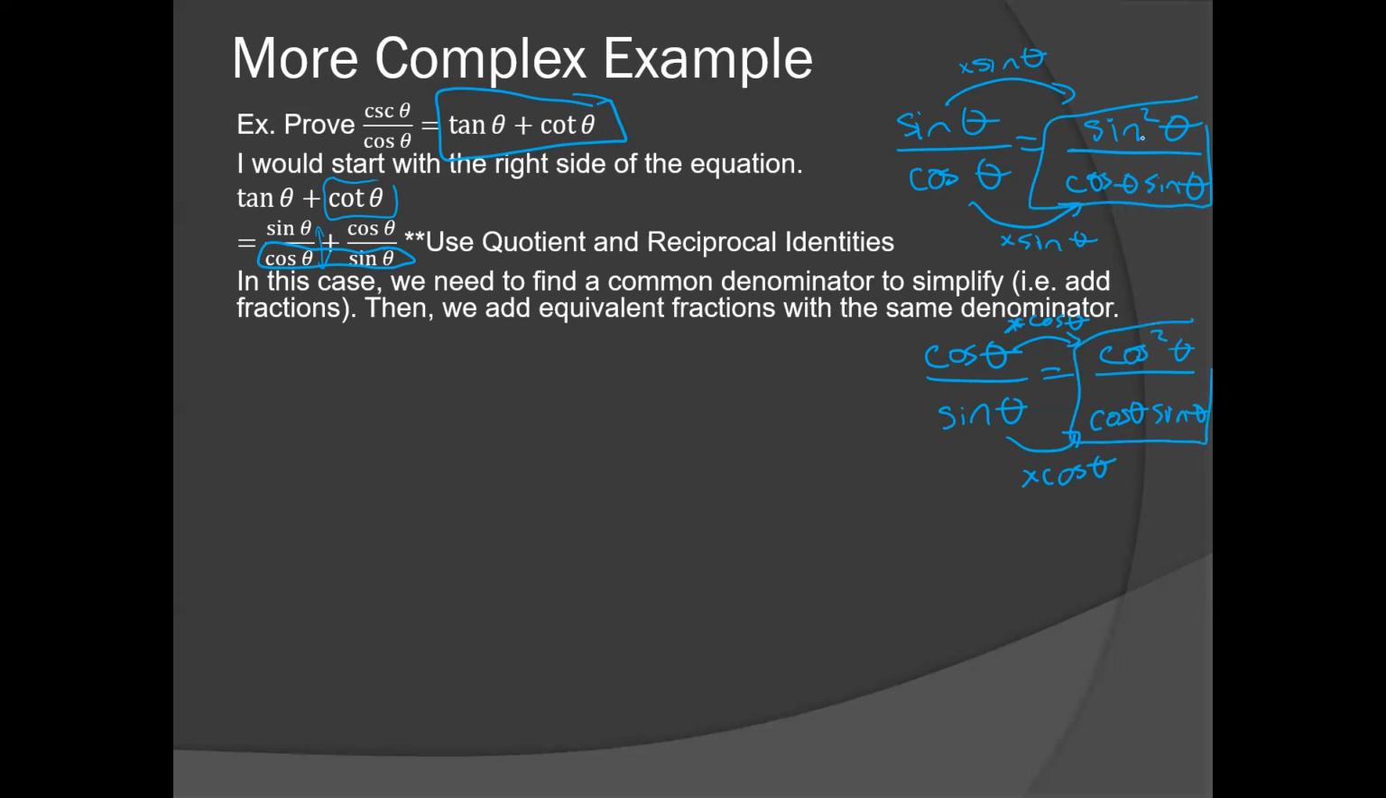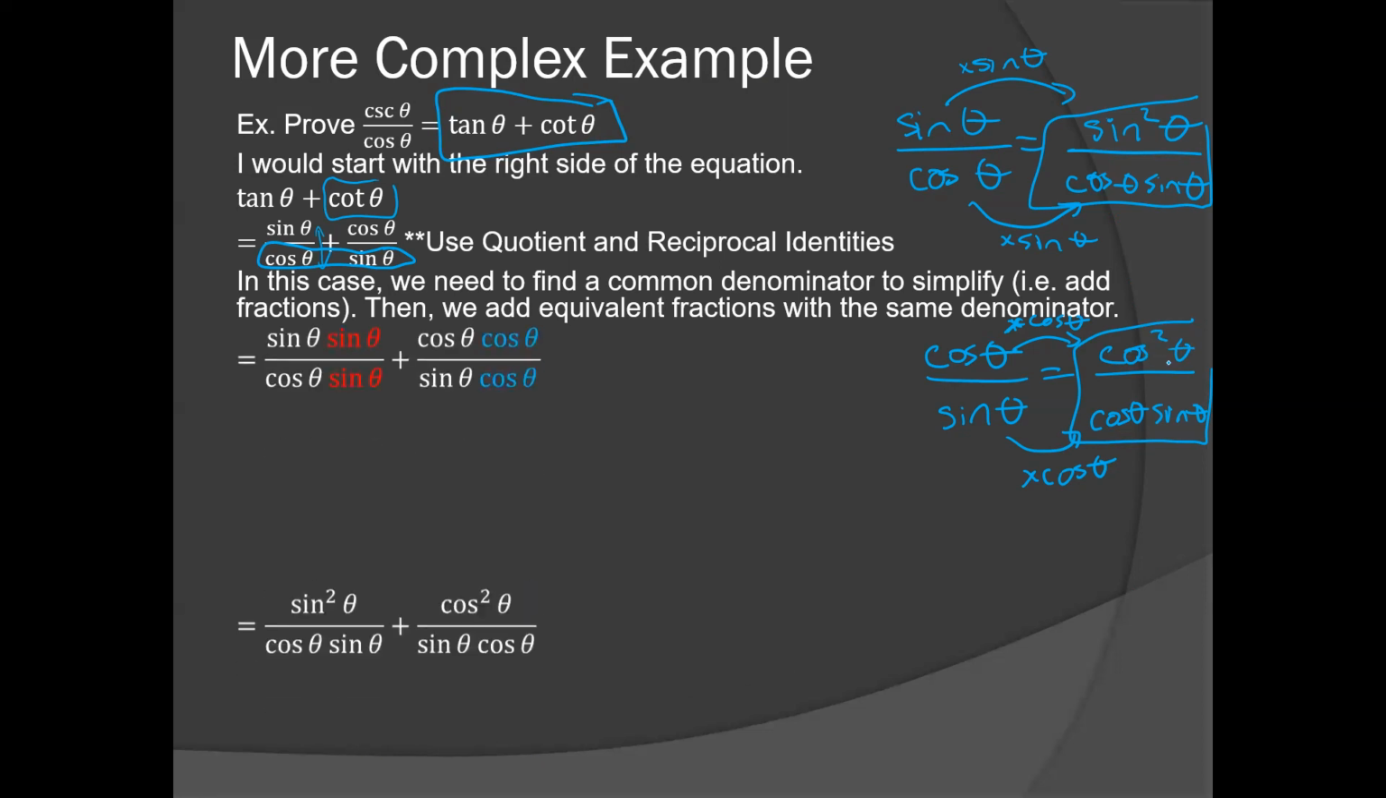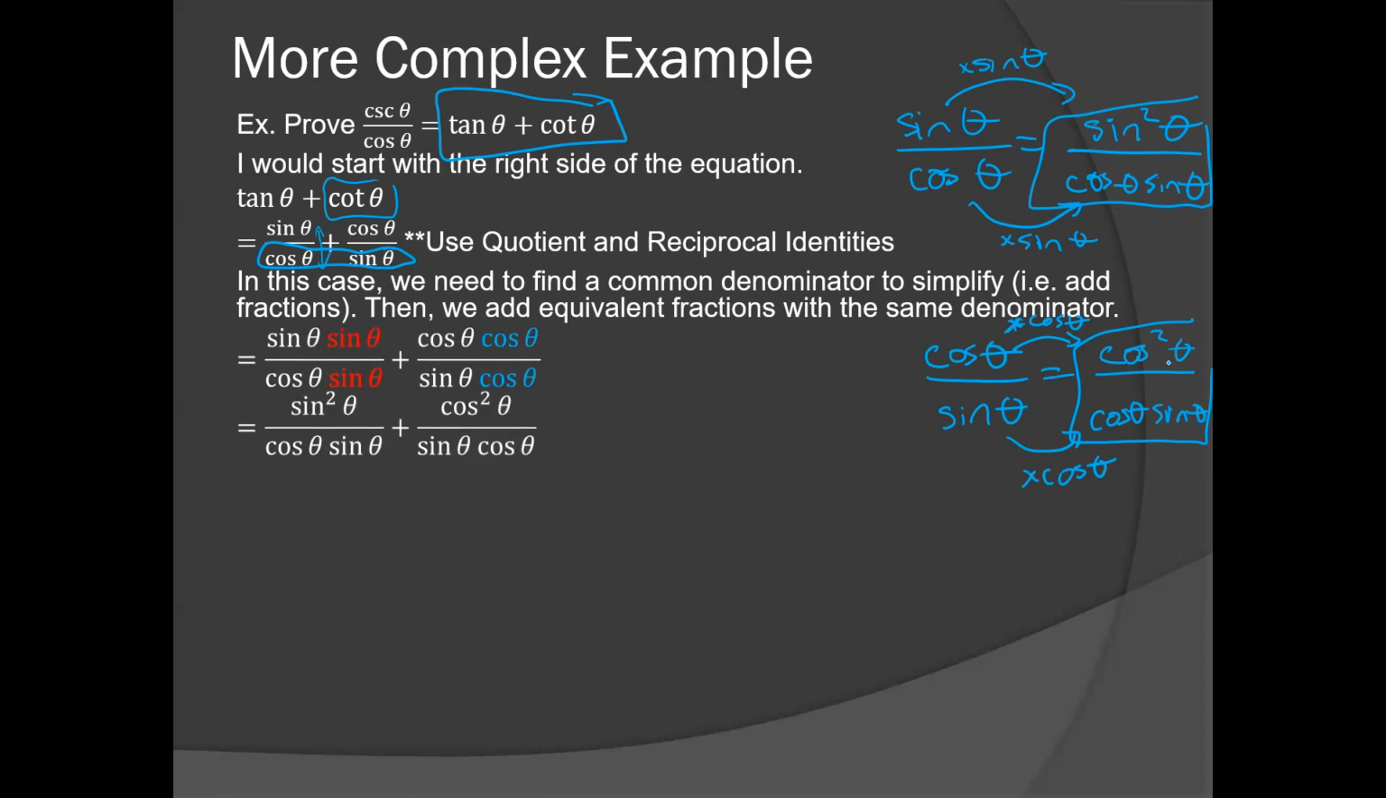So I'm going to add sine squared theta over cos theta times sine theta plus cos squared theta over cos theta times sine theta. Sorry, I'm sure I'm making mistakes as I say this. It is extremely hard to say, but I would just follow what I've written here.